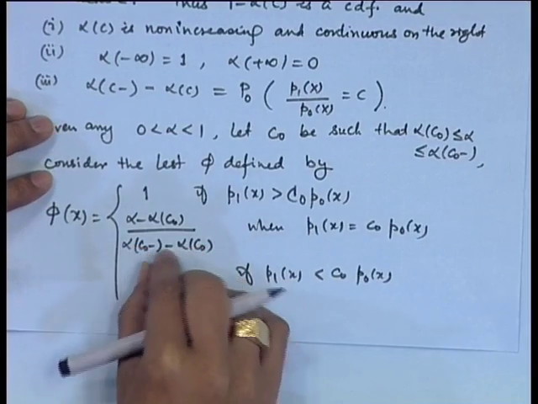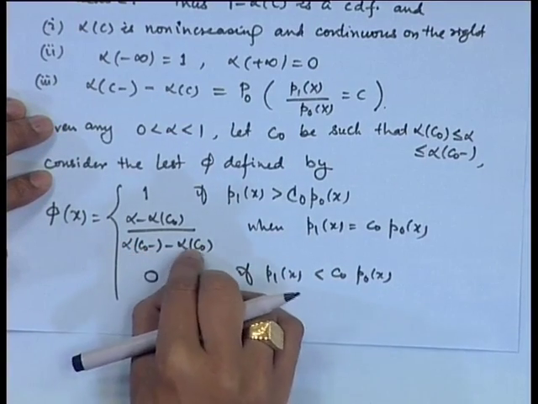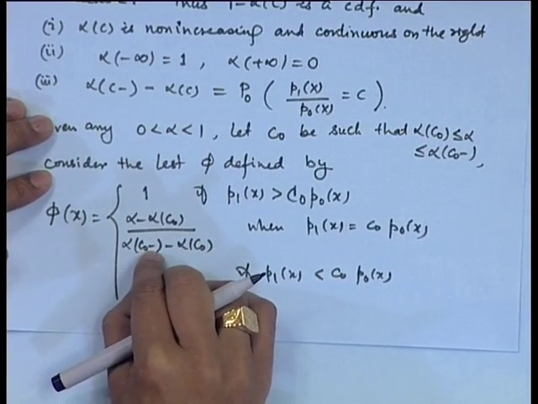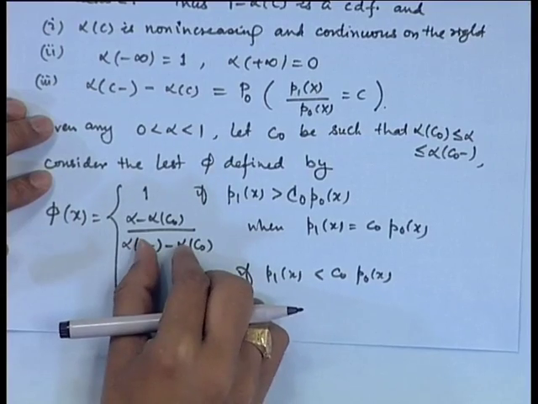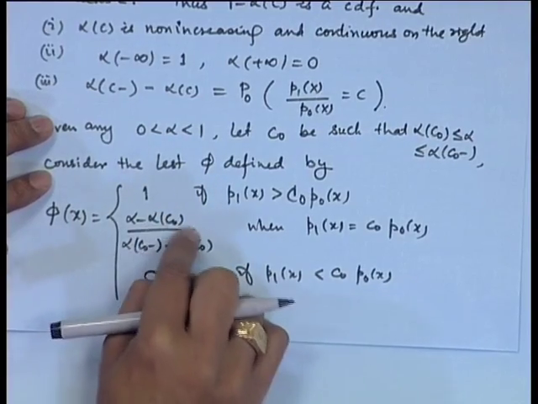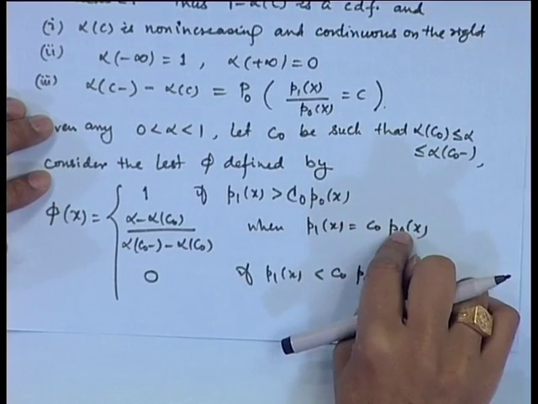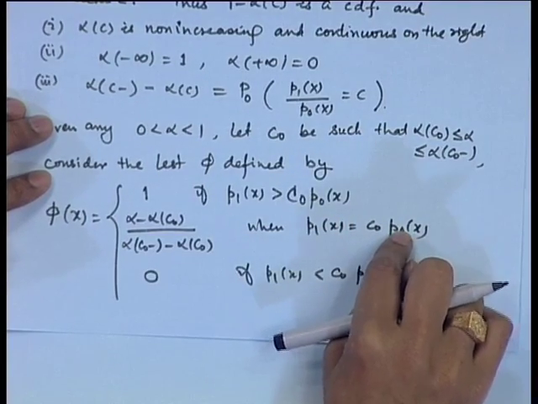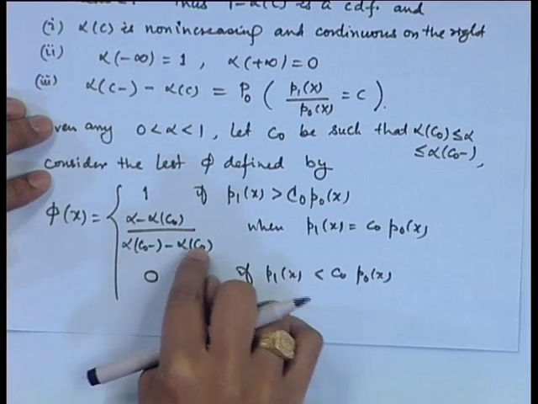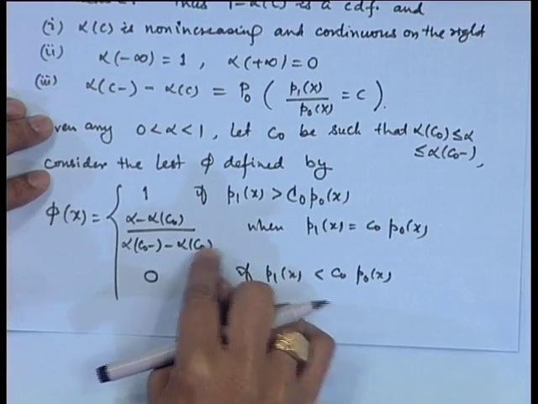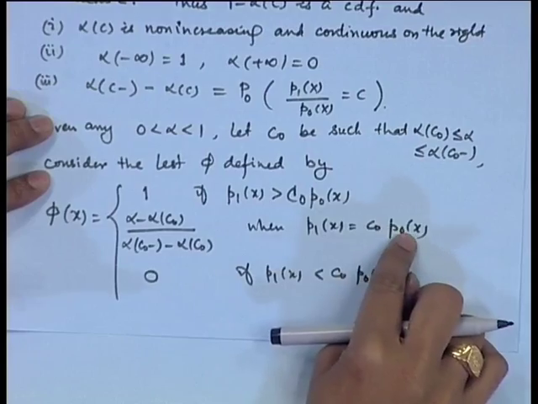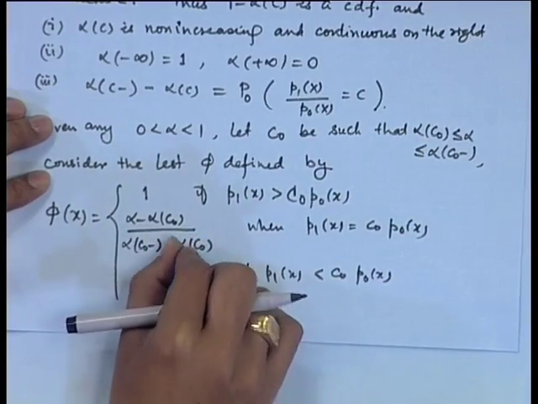So, and of course, as I mentioned, this is meaningful only when alpha C naught is not equal to alpha C naught minus, because if it is a continuous distribution, this will be 0. So, you do not need to define this thing, that means, this is not useful, because the probability of this event will be actually 0. Only in the case of a discrete distribution, when C naught has a positive probability for the function P 1 x by P naught x, then this value will be of use.